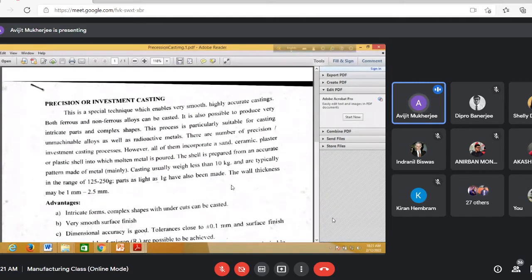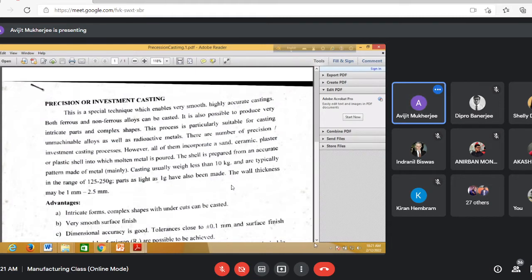Very intricate forms, that is, very complex shapes also. Intricate means where there are various sharp corners, edges, undercuts, all these intricacy and complex geometrical shapes. Okay. So those very complex shapes, intricate parts can also be casted. Surface finish obtained is very smooth. Dimensional accuracy is very good.